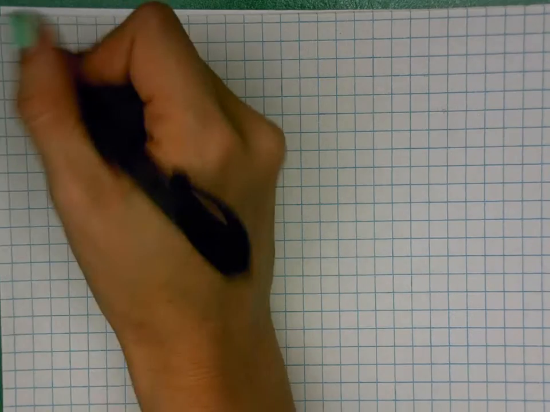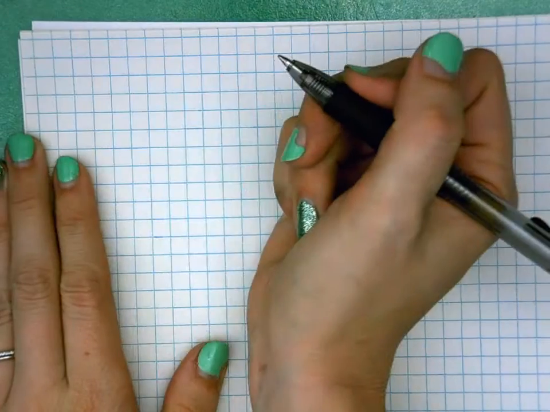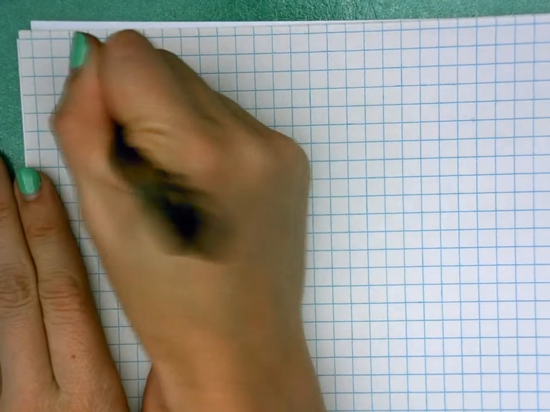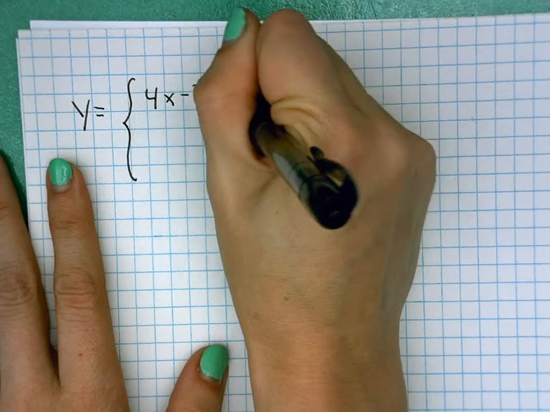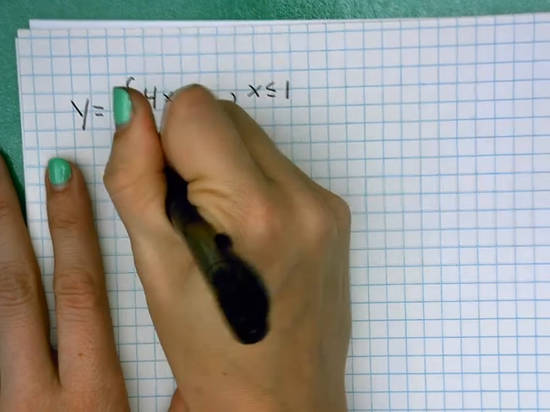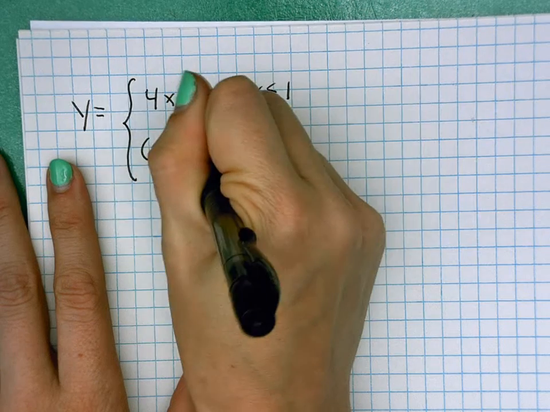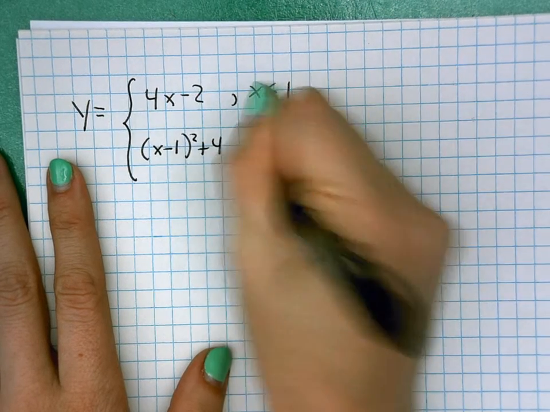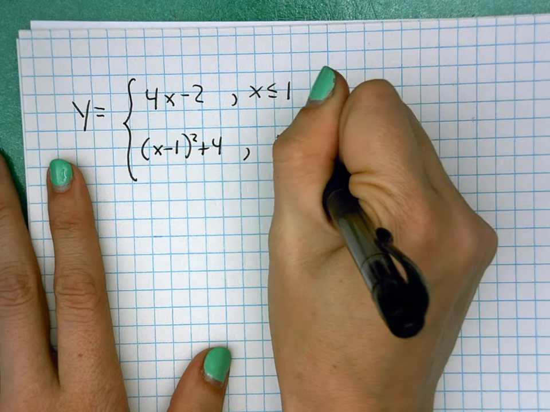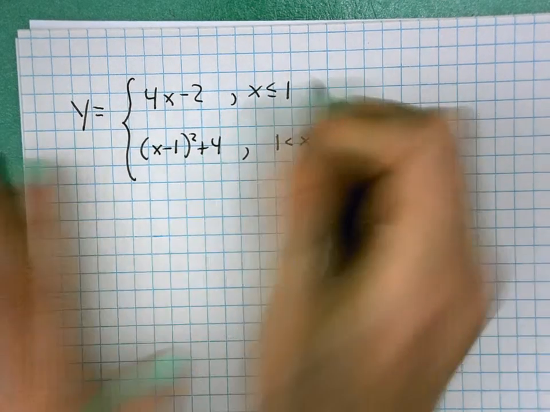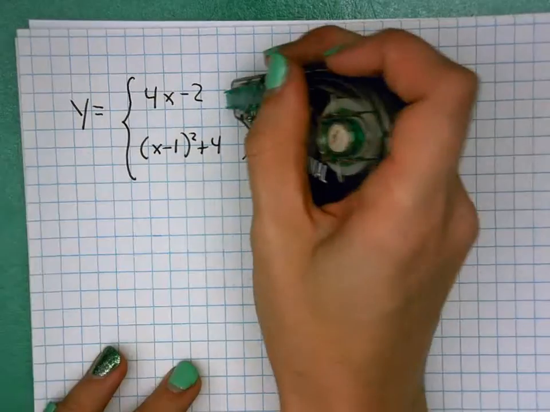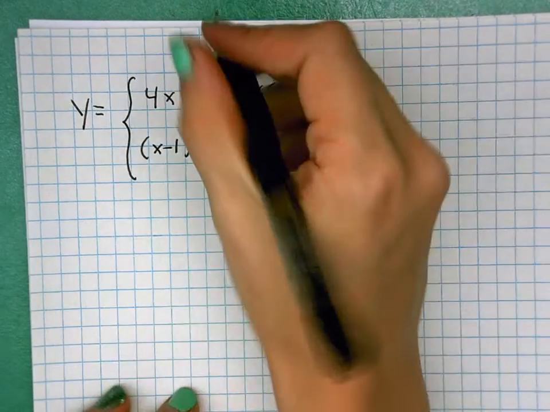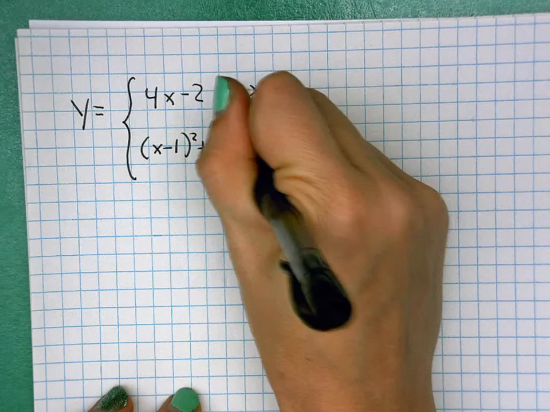Okay, piecewise, everybody's favorite. I've got 2 of these. Okay, so we have y equals 4x minus 2 when x is less than or equal to 1, and (x minus 1) quantity squared plus 4 when x is between 1 and 3. Okay. Go ahead and change this comma to an if. Okay, go ahead and pause the video, give this one a shot, restart it when you are ready.